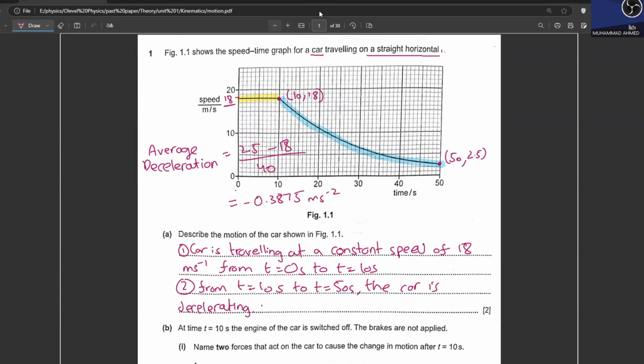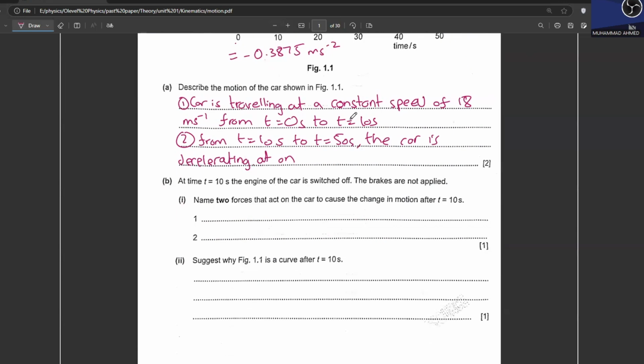So you can say from t = 10 to t = 50 seconds, the car is decelerating at an average deceleration of 0.375 ms^-2.